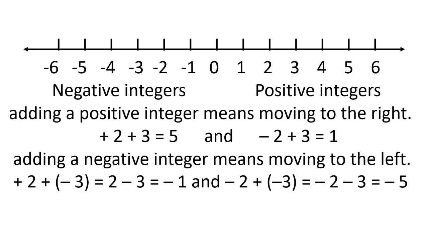Let's say, for example, we have a number 2. When you add 3 to it, 3 is positive. So 2 plus 3 is equal to 5. So from 2 you shift to 5.